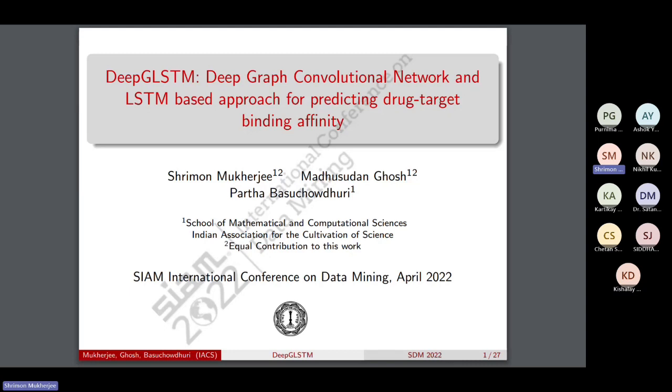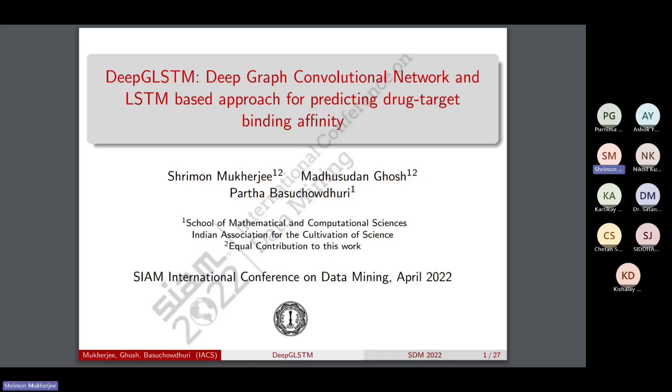I am a second year PhD student at the Indian Association for the Cultivation of Science, Kolkata, Jadavpur. My work mainly focuses on the application of graph neural networks and NLP on drug target binding affinity predictions, materials property predictions, and property predictions on proteins as well as genes. Here I will give a presentation on our work, DeepGLSTM.